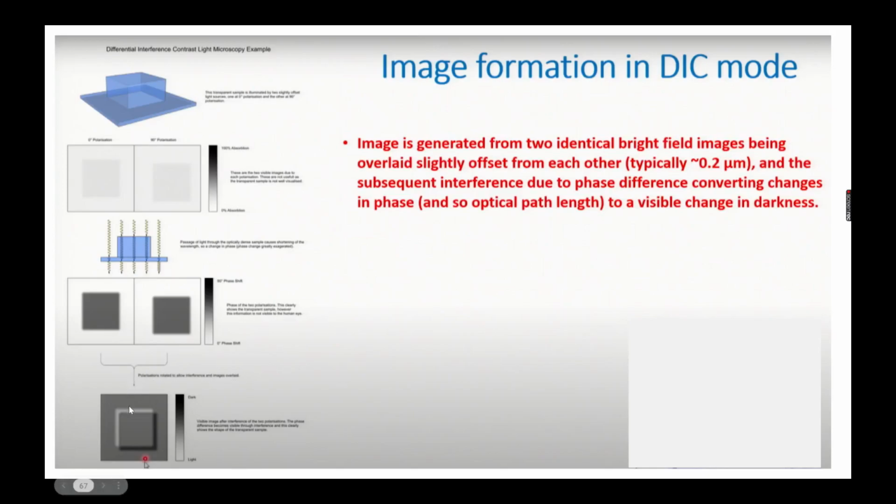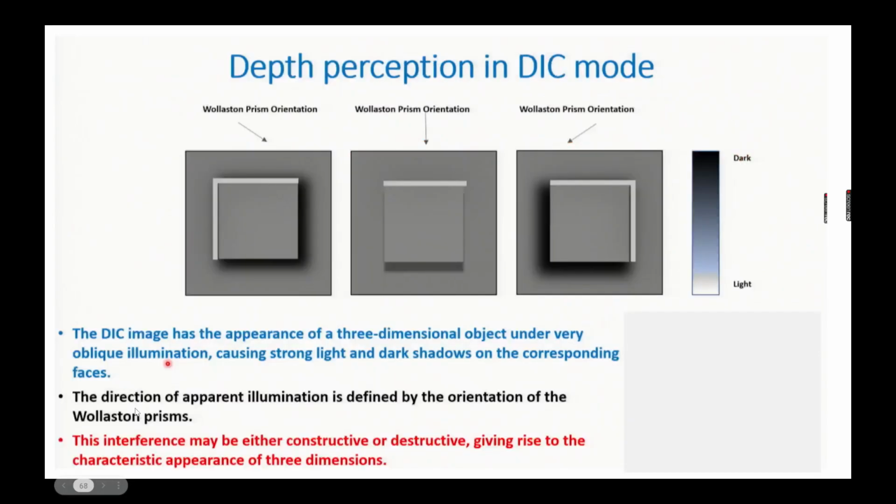So here this is actually giving you, it looks like it is giving a depth, but it is a kind of shadow which occurs because of the difference in the refractive index. Suppose the light is coming, and this is the specimen. Two images will be generated, but there is a difference in phase. When you overlap these two images on top of each other, that will come as a shadow and that will give you a depth perception. So the prism orientation is different.